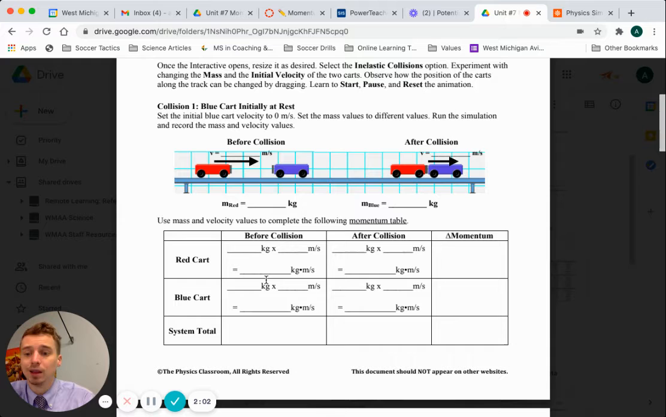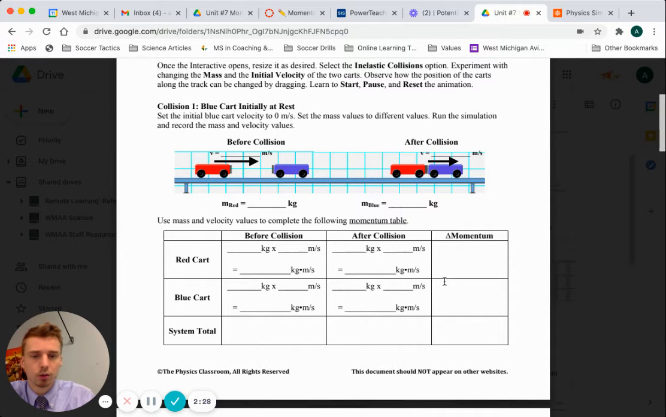Okay. Let's say my blue cart at the beginning is not 0 kilograms, sorry, it's 0 meters per second. It has some mass, doesn't matter what it is. I could put it at 2, but it doesn't matter because the momentum of the blue cart at the beginning is 0. So the total system, 1 plus 0, you should get your total system momentum of 1.